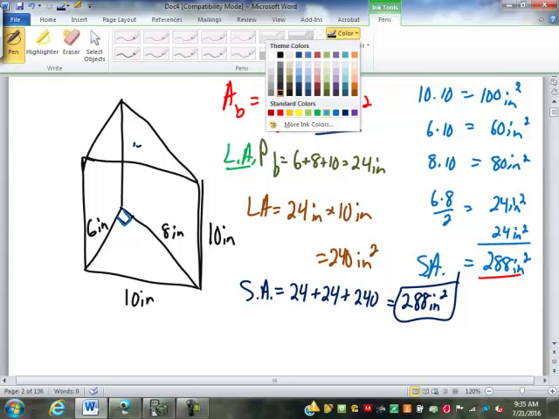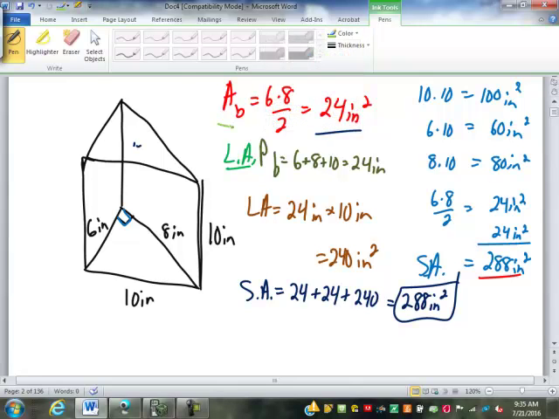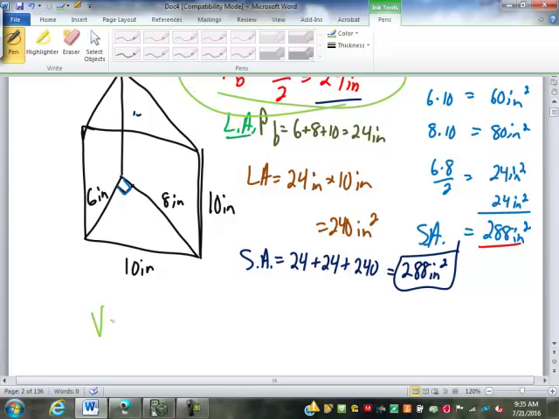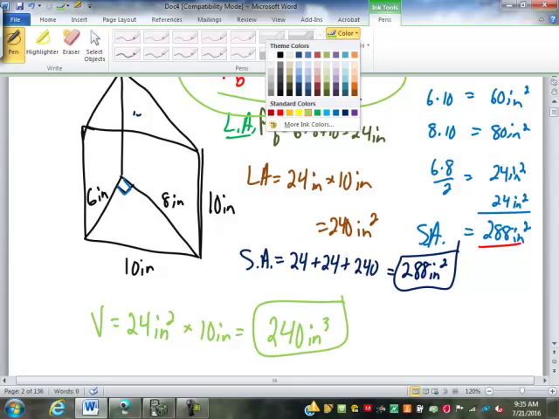Volume at this point is actually pretty simple since we already have the area of the base of 24 square inches. Our volume will just be 24 inches squared times the height of 10 inches, 240 inches cubed. That's it. Questions?